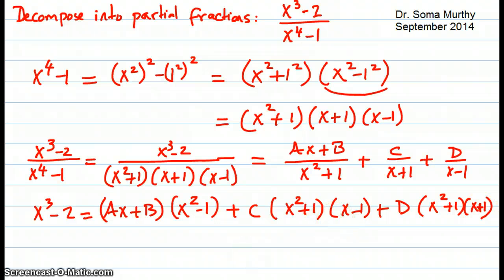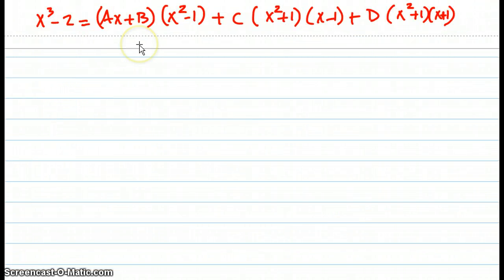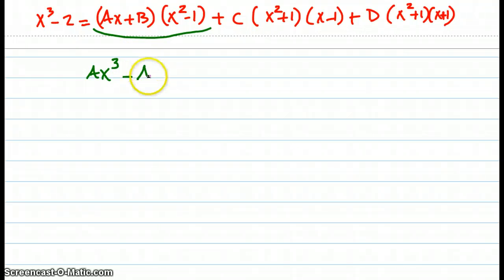Now we'll need to distribute this. Let's distribute the right hand side very carefully. I'm going to consider this first term. Okay, let me distribute that. I am going to have four terms here. Ax times x squared will give me ax cubed. Ax times negative 1 will give me negative ax. b times x squared will give me plus bx squared. b times negative 1 will give me negative b.